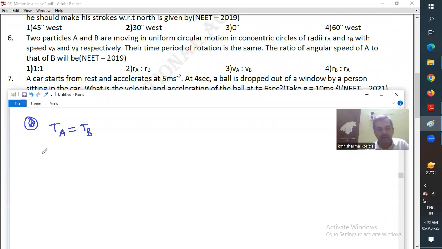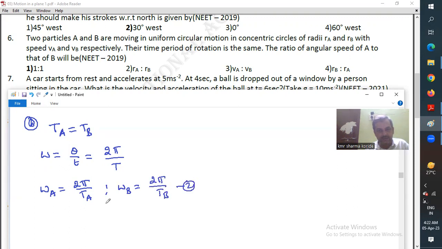So let us get back to angular speed. Angular speed is in general angular displacement by time, the rate of change of angular displacement. When it completes one rotation, it describes an angle 2 pi, so this time you have to rename it as time period. Therefore, for the first particle, omega A is 2 pi by capital T A. Similarly, for the second particle, omega B is 2 pi by TB.